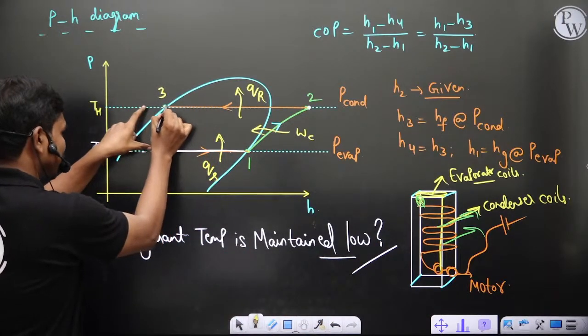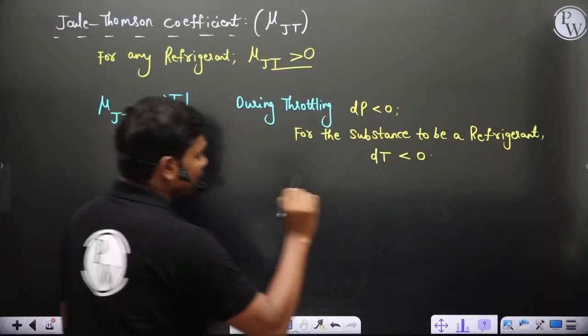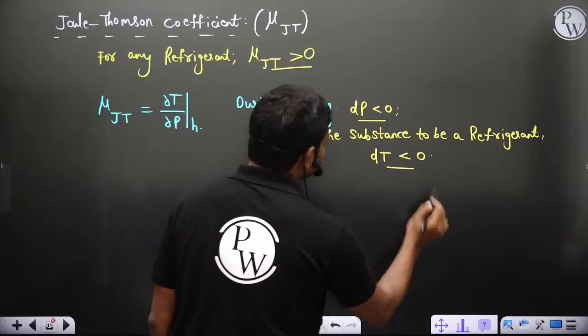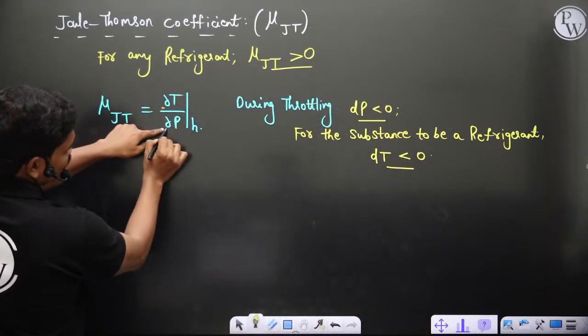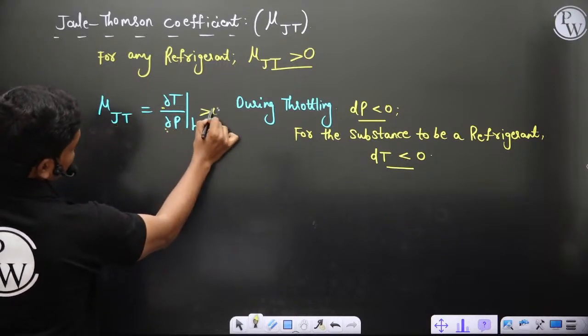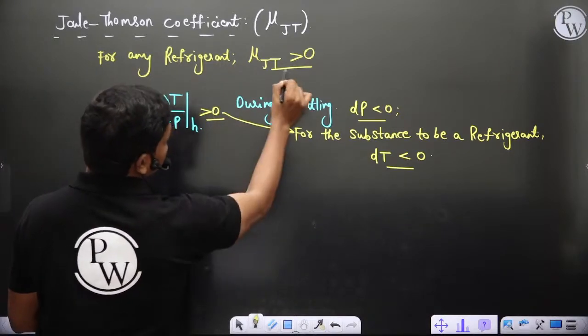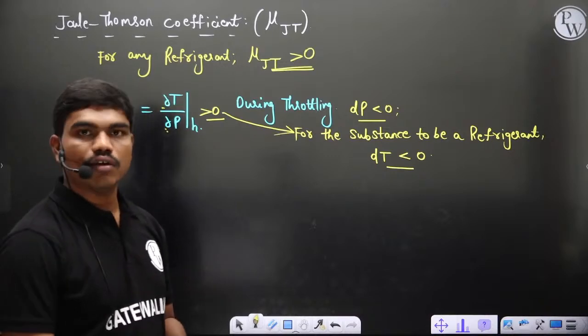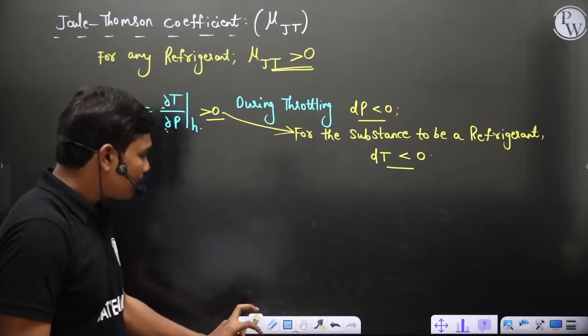So therefore the substance undergoing throttling, during the pressure drop, should also undergo a temperature drop. If dP is negative and dT is also negative, negative by negative gives you positive for a refrigerant. That's how you get this. So dT by dP, and clearly you can see mu JT.